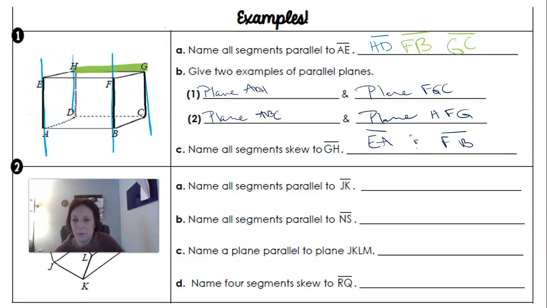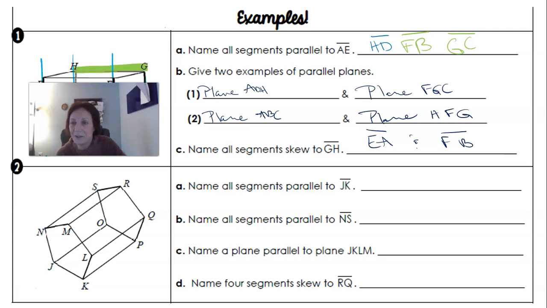There are more than 4 because of the nature of this diagram. I should probably move my floating head. Hold on. There we go. Now you can see the diagram. There are more than 4 segments skew to RQ. So, but as long as you name 4 that are skew to RQ, you'll be good to go.